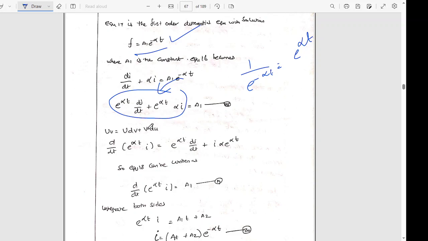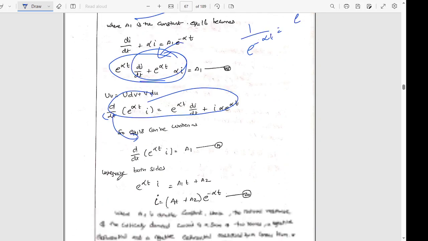This equation is similar to this. So instead of writing this, I can write d by dt of e power alpha t into I. So we are writing this directly. This left hand side is directly written, which is equal to a1, which is considered as equation number 19.